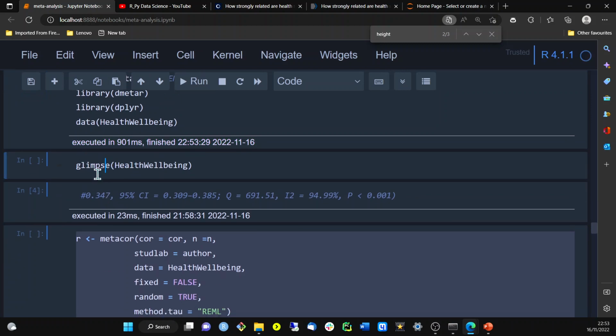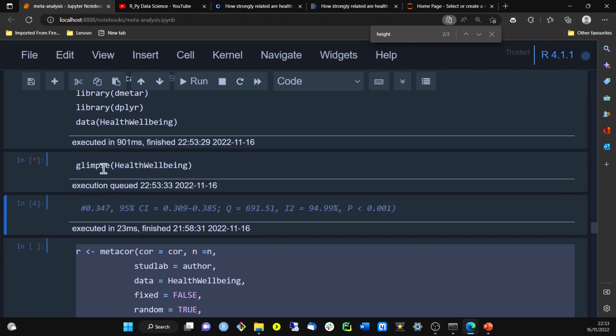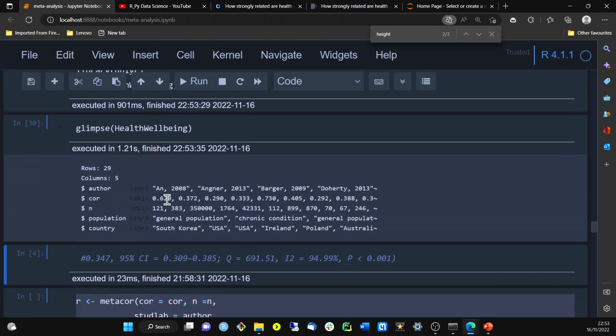So the packages are already loaded, and let's have a look at how the data looks with glimpse. So you have here the authors. That's the one we can use for study level. Then you have the correlation values. We already have the correlation values, and also we have the n values. These are actually the most important things to get our pooled correlation. The other ones are additional variables. This we can use for study level, and this one, the population, is what we can use if we want to do some kind of subgroup analysis.